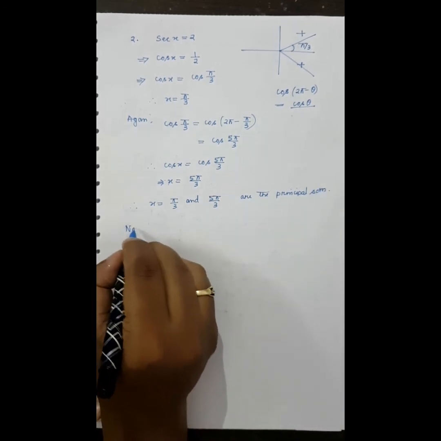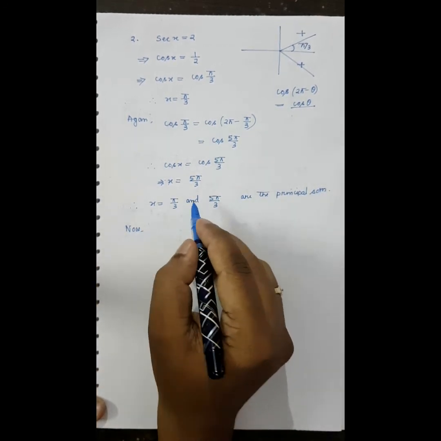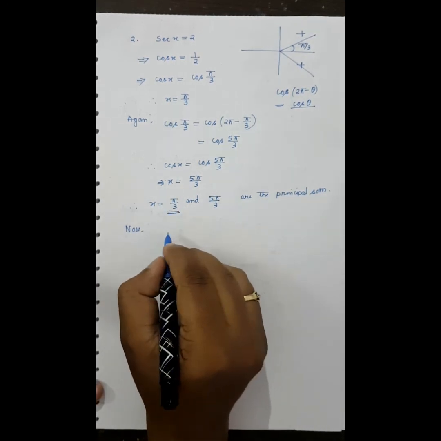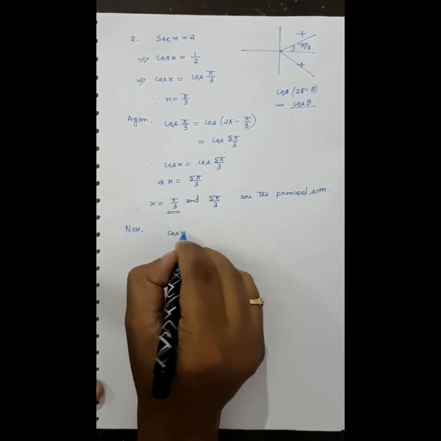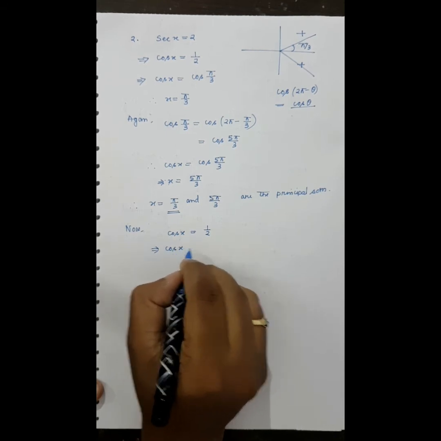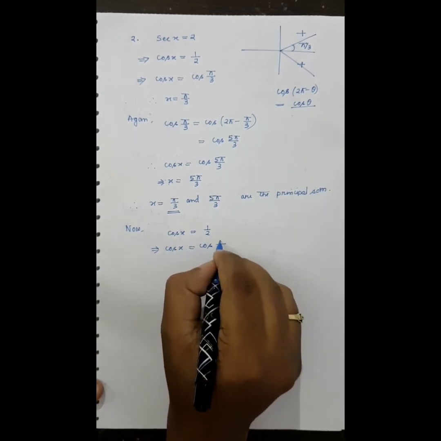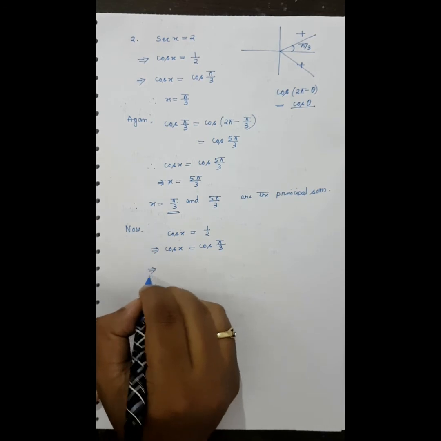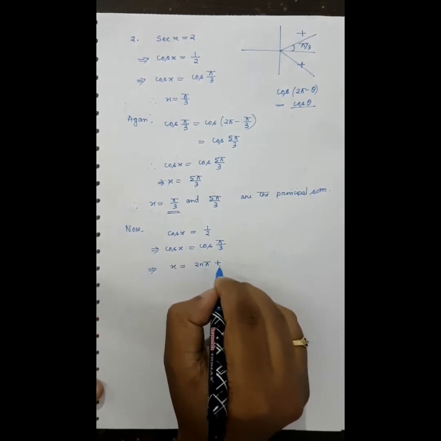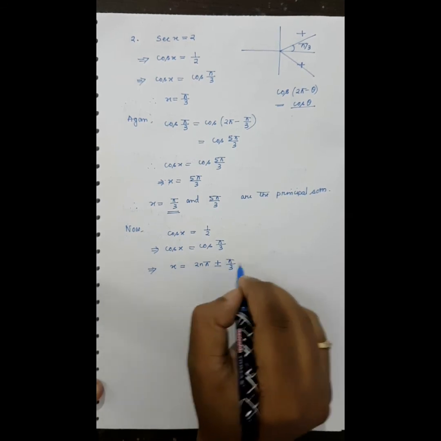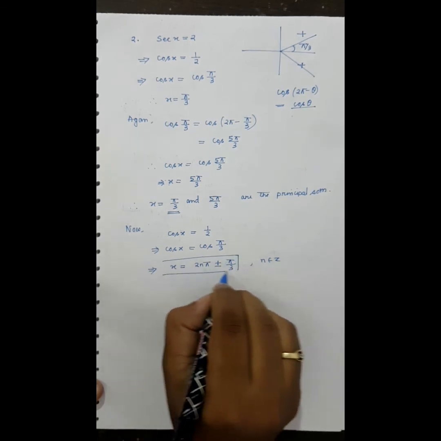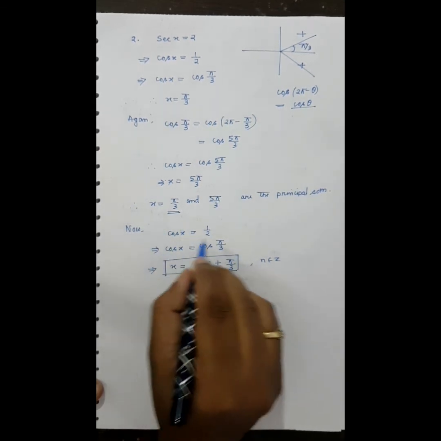Now to find the general solution, we have to take the smallest possible value. Here the smallest value is pi by 3. So we can write cos x is equal to half. So cos x is equal to cos of pi by 3. Now if I use the formula, x will be equal to 2n pi plus minus y, where y is pi by 3 and n belongs to Z. So these are the general solutions of cos x is equal to half.